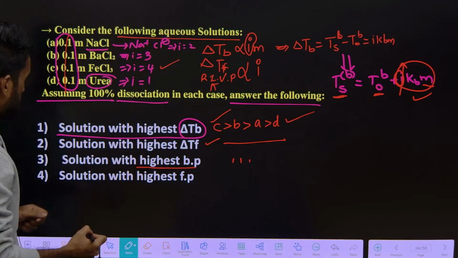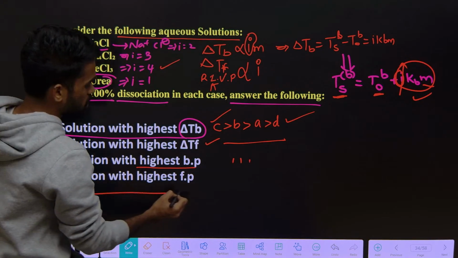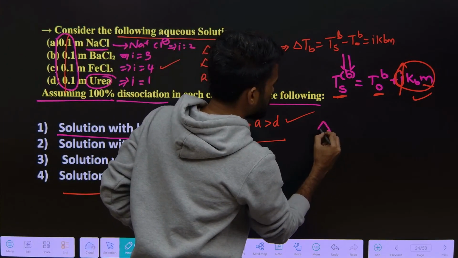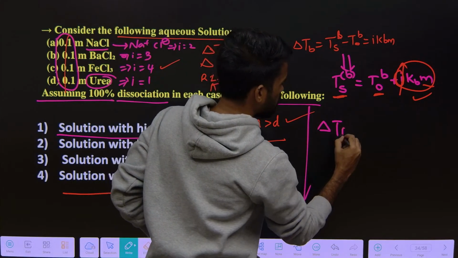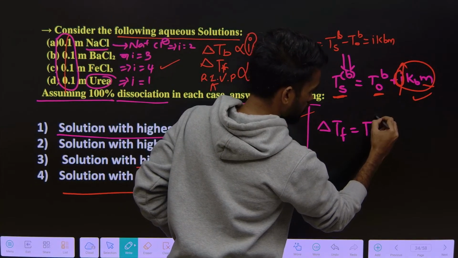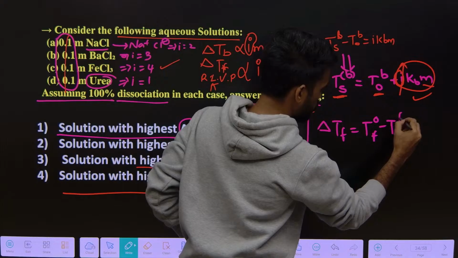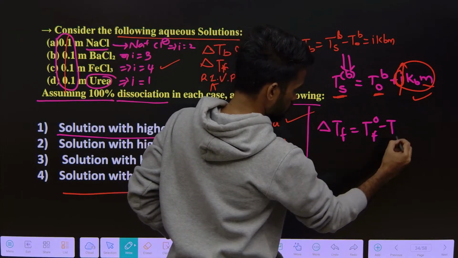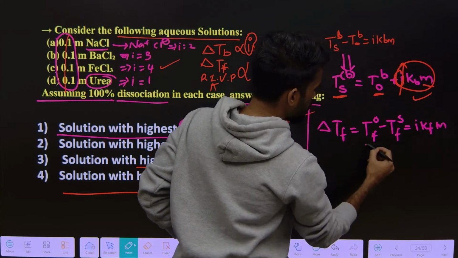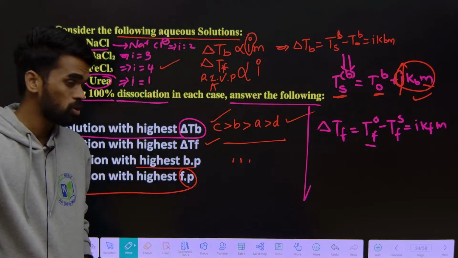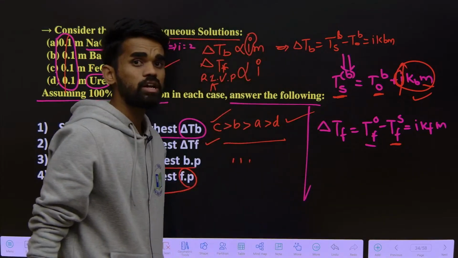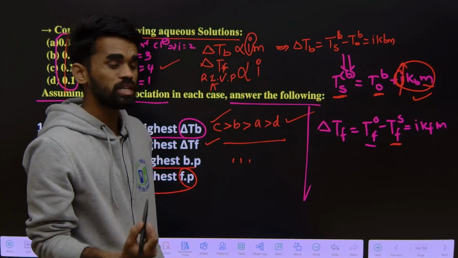Okay, and the next, now if I ask for the solution with the highest freezing point, so when it comes to freezing point, we have delta TF. So delta TF means what, in what way are you writing it? T_F^0 minus T_F^S, which is equal to i K_F m. So what is this T_F^0 representing? The freezing point of pure solvent before adding solute, and this is the freezing point of solution that is made by mixing solute into the solvent.